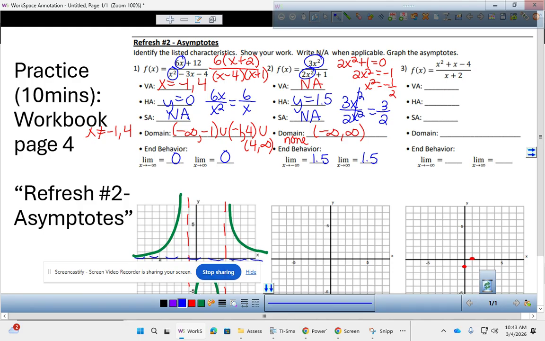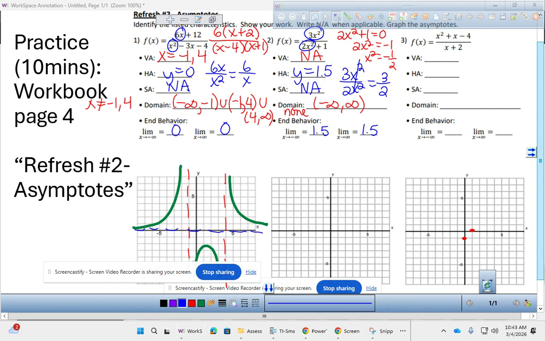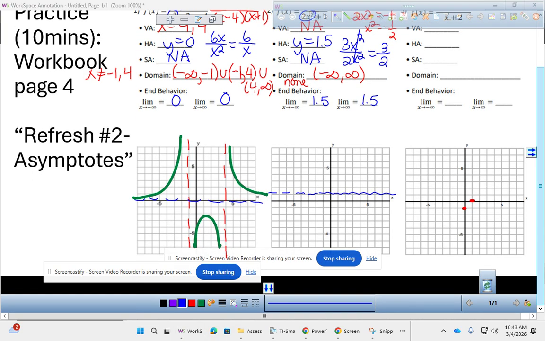So the blues work together, the reds work together. In terms of this graph, I don't have any vertical asymptotes to draw in. My horizontal asymptote is somewhere between those. So I have that break. And that's really it. I only have a vertical break.